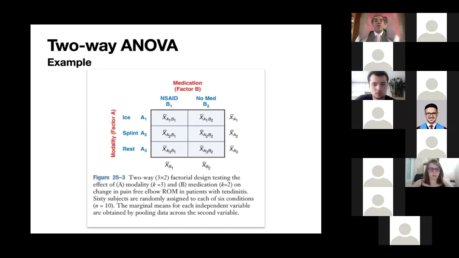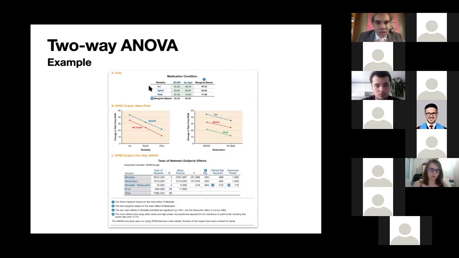And one part of my factorial design is medication. I want to test my range of motion in patients which are using NSAIDs and patients which are using no medications. And the other part of my design will be testing range of motion in patients with tendinitis, in patients which receive ice, or they've got a splinted elbow, or their elbow is at rest. So that's more or less how factorial design works. So this is just to understand a little bit.